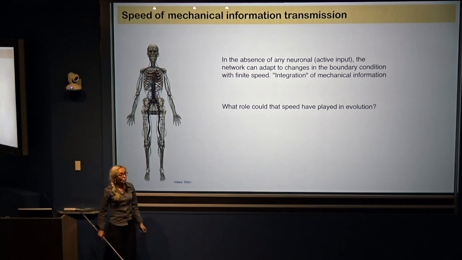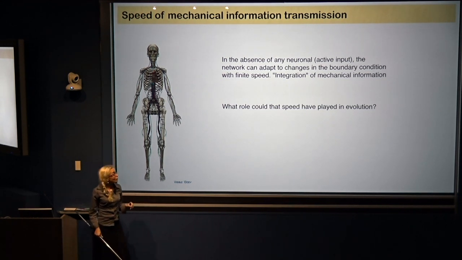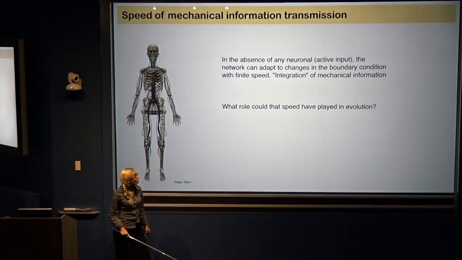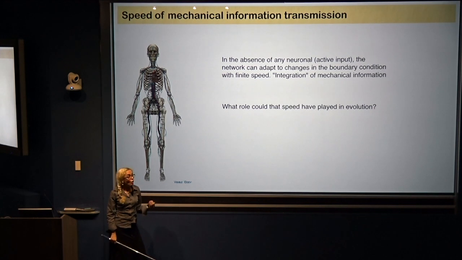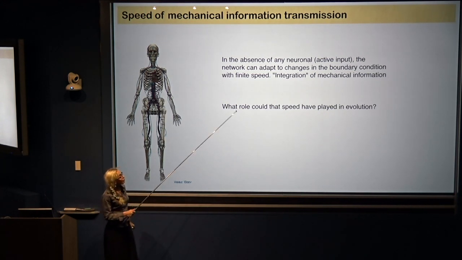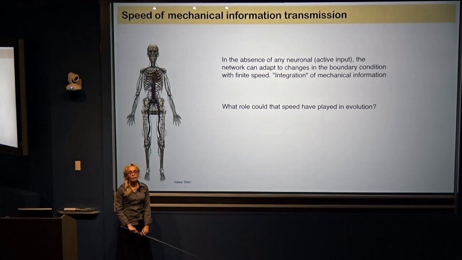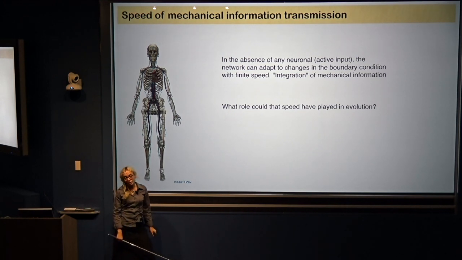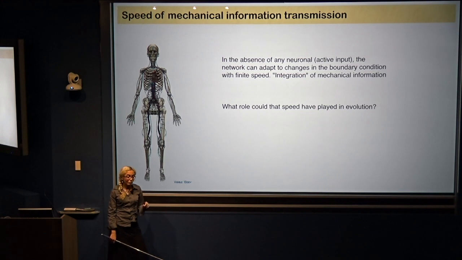Anyhow, so let's go back to this importance of time, right? What the time that I've been talking about, this response function, tells us is that in the absence of any neuronal, which is active input, the network can adapt to changes in the boundary conditions. Let's say suddenly my heart rate increases or I go for a run, right, with finite speed, which is roughly, for our human body, as we calculate, 4 to 5 seconds, basically. That is, however, a lower limit.